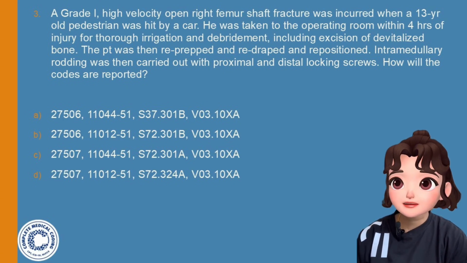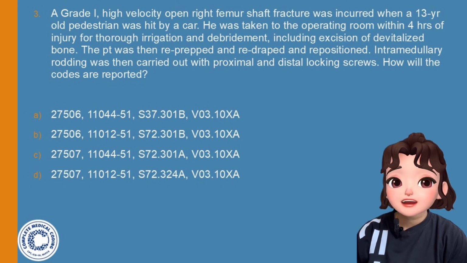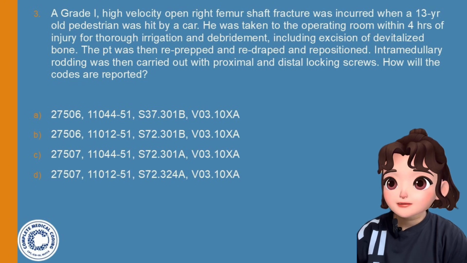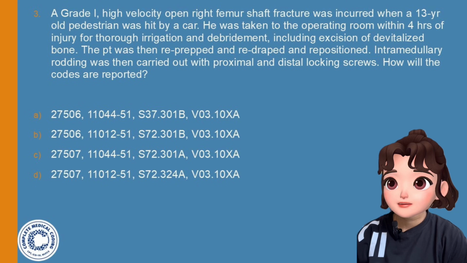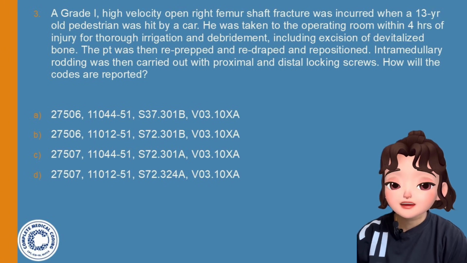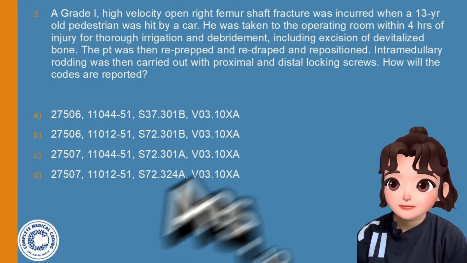11012. What is modifier 51? Multiple procedure. So here multiple procedures are carried out, right? Because debridement as well as open treatment. So multiple procedure. So you have to code with modifier 51. Now what is the ICD code in option B? Anyway, we got the answer, but still you have to check the ICD codes as well.